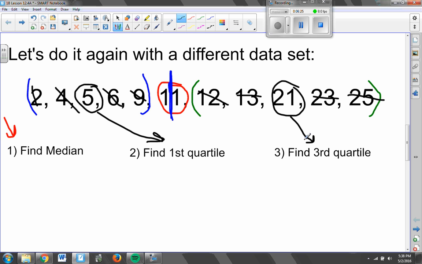So when you have an odd number of data points where your median actually ends up being one of your data points, make sure that you do not include that when you go then to finding your quartiles. That gets eliminated, and we do not need to include that at all in our lower half and our upper half. If you have questions about how to find the quartiles, make sure you make a note to ask me in class tomorrow.